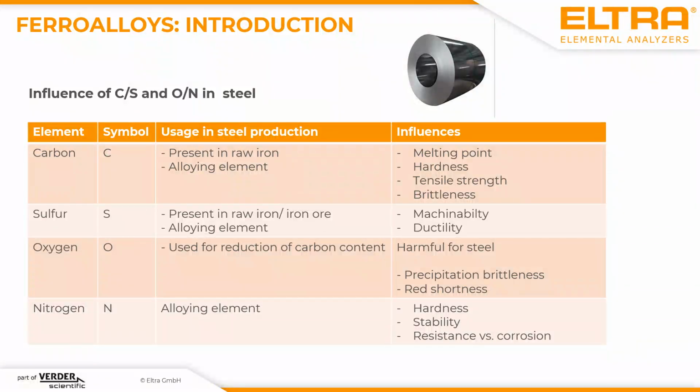Oxygen indeed is really harmful for steel because it can cause brittleness. Nitrogen is a typical alloying element and can influence the stability and hardness. These details are very important when you sell and purchase ferroalloys, because when you add it to your steel and to your alloy, you also influence the content of carbon and sulfur in these samples, and this would also cause a change of physical parameters.